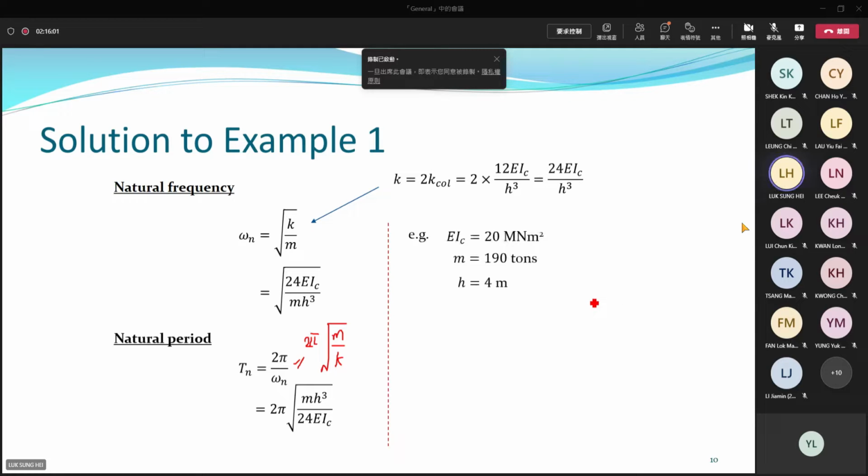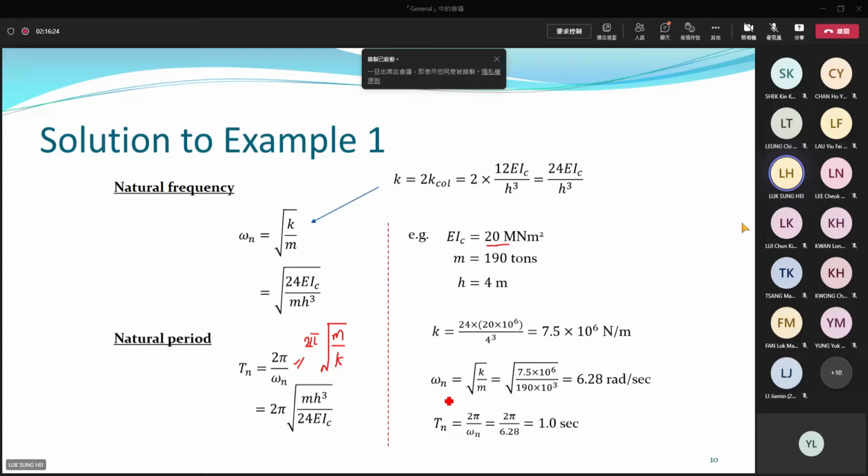You can fill in some numbers in the equations. Say for example, if you know that EI is equal to 20 MN meters squared, the mass is equal to 190 tons, and the height is 4 meters, you can put them all together to find the stiffness for the whole system, and then you can evaluate the numerical values for frequency and also for the period. It depends on the properties. If you know EI, M and H, you can find the numerical numbers. Here I just express them symbolically, but actually they have some numbers.